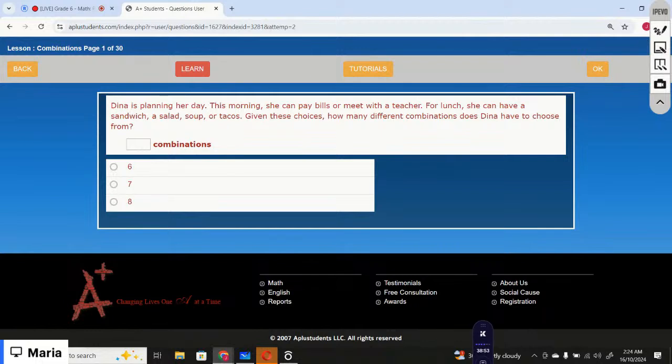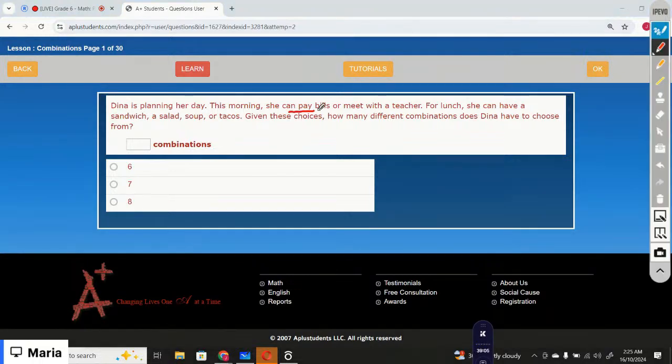Dina is planning her day. This morning, she can pay bills or meet with a teacher. So, two options here, pay bills or meet with a teacher. For lunch, she can have a sandwich, a salad, soup, or tacos. Given these choices, how many different combinations does Dina have to choose from?